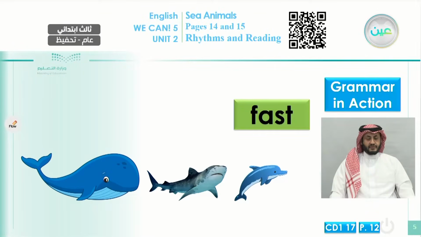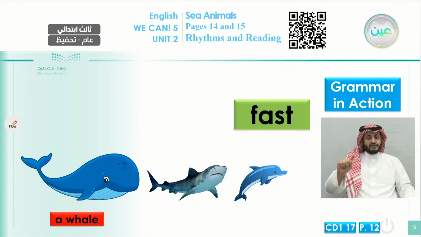If you see these three sea animals, for example, and if you want to compare between them using the adjective fast, as you can see here, all of them are fast actually, but one is faster than the other, and the third one is the fastest. That means it has the highest degree of this adjective, fast. So we can say fast, faster than, and the fastest. If you tell your opinion, you start with saying I think, like this.